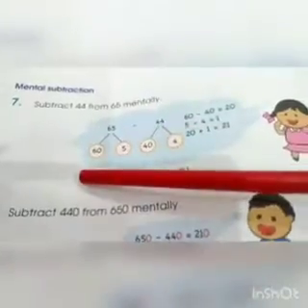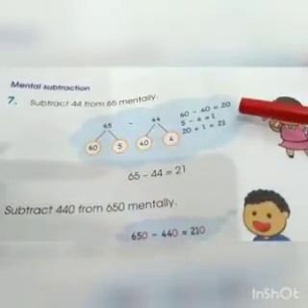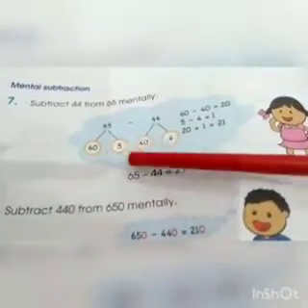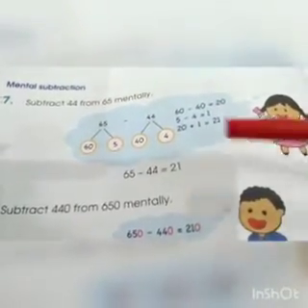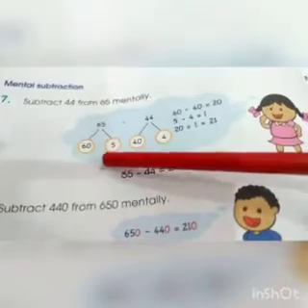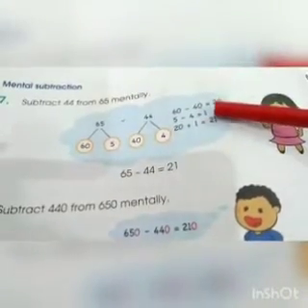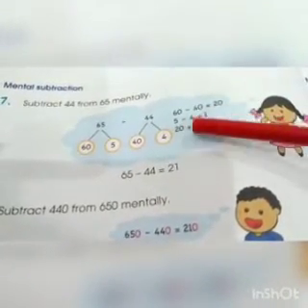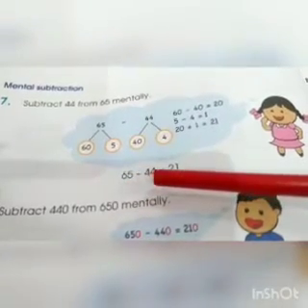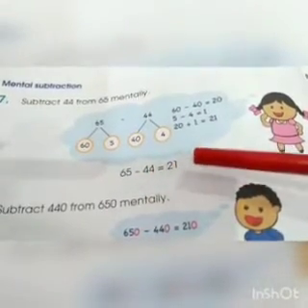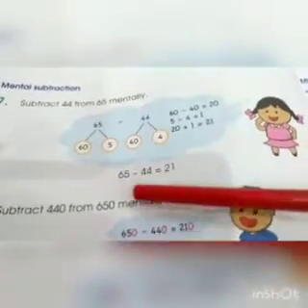Okay, 60 minus 40 is equal to 20. Okay class, 60 minus 40 is equal to 20 because we are subtracting. And 5 minus 4 is equal to 1. 20 plus 1 is equal to 21. 65 minus 44 is equal to 21.